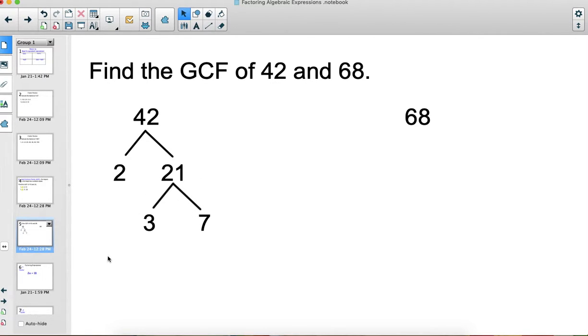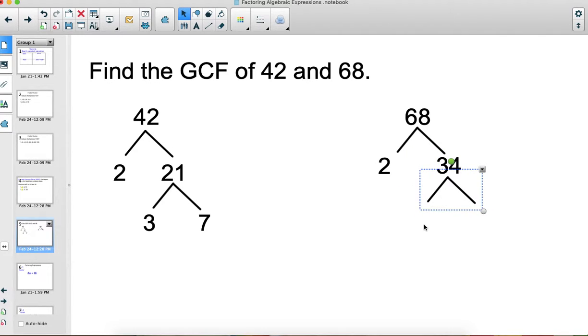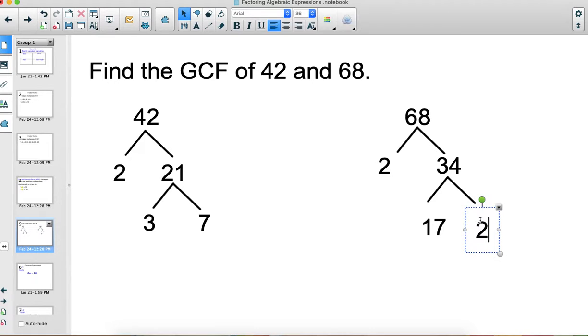All right, so when I do this for 68, 68 is also an even number, so I know 2 goes into it. So 2 times 34. Well, 2 is prime. 34 is not. I could break 34 down. 34 is going to be, what was that, 17 times 2.